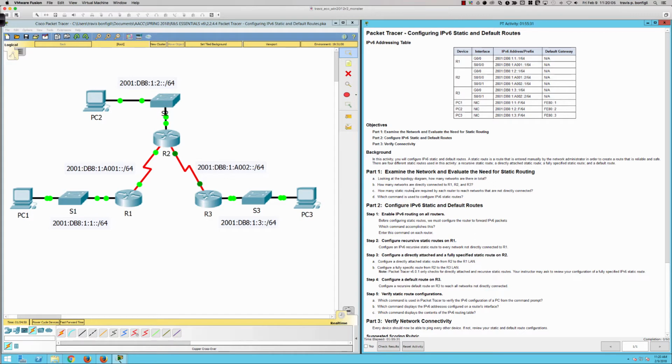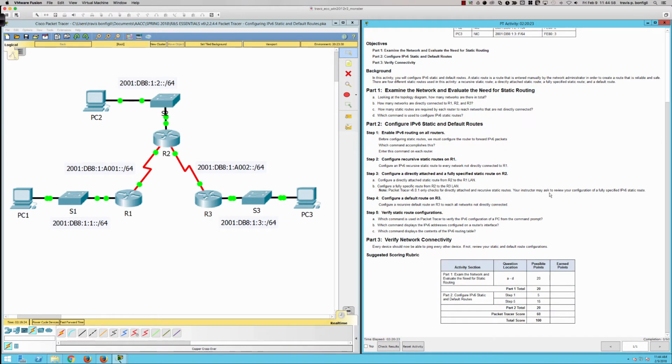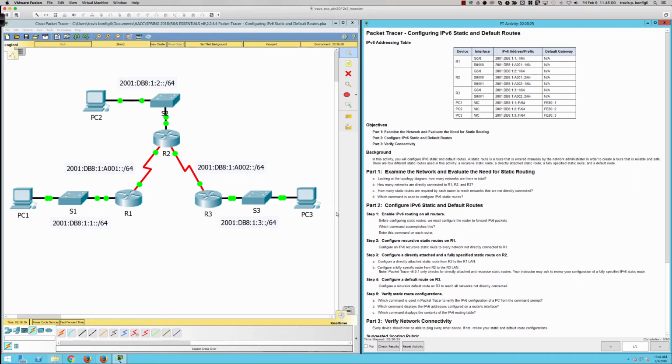All right. Next question. Which command is used to configure the static routes? Well, it's the same command that we saw before with a minor twist. We're dealing with IPv6, so we're going to have to say ipv6 route, and then indicate the IPv6 address that we are interested in using. I think I'm going to leave it right there for the entire activity.